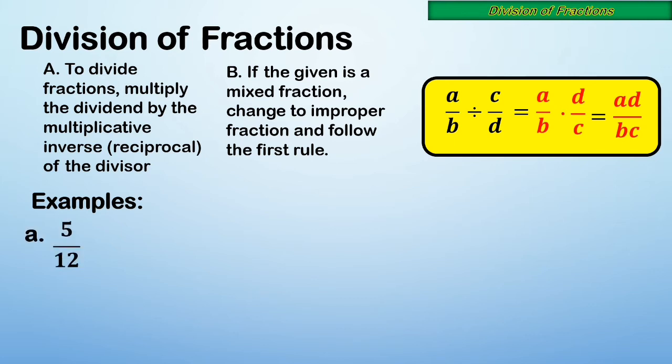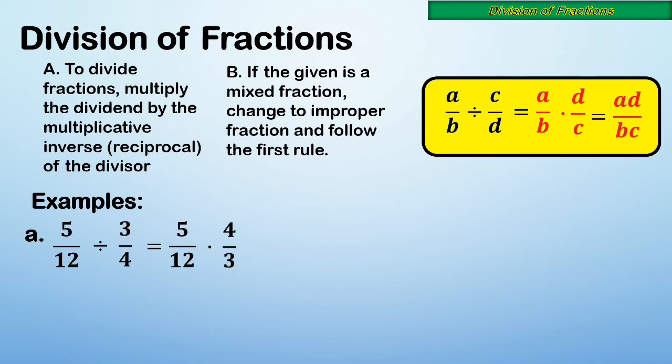Example, 5 over 12 divided by 3/4. Okay, unang rule: copy, then change the operation to multiplication, then get the reciprocal of 3/4. The answer is 4 over 3. Ang 4 na denominator naging numerator, ang 3 na numerator naging denominator.